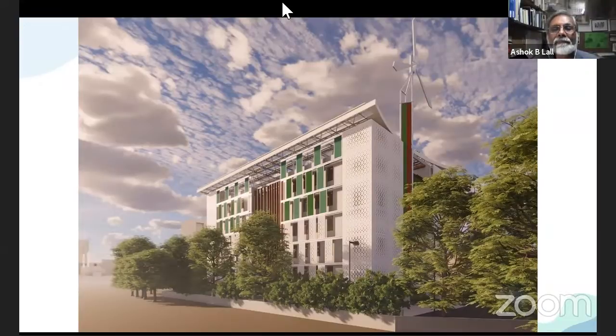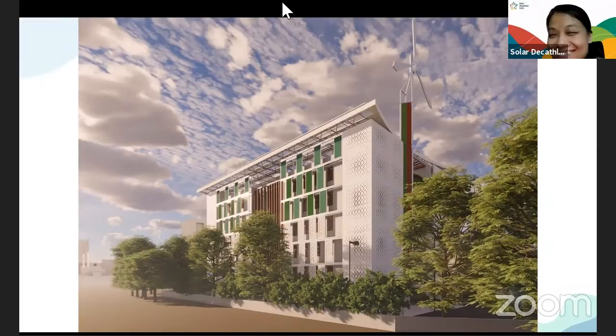Yeah. I think Ashok very rightly said, first, you guys should have an icebreaker session. That's very important. Get to know each other. Yeah, that's very important. Anything you want to add, Prasad?